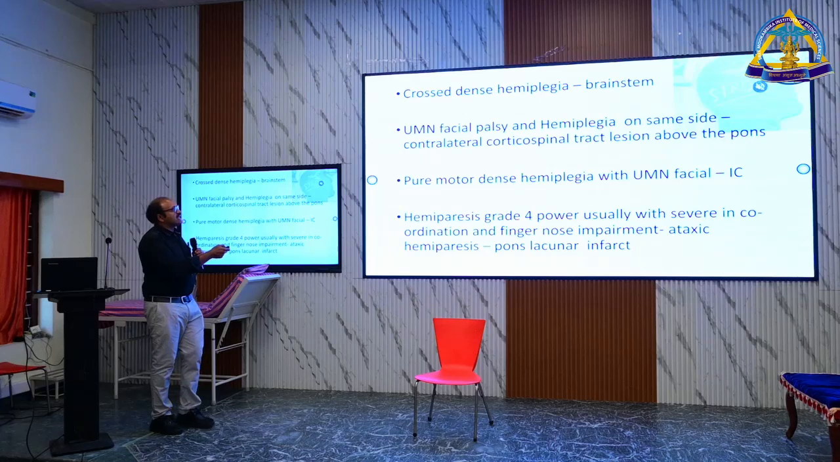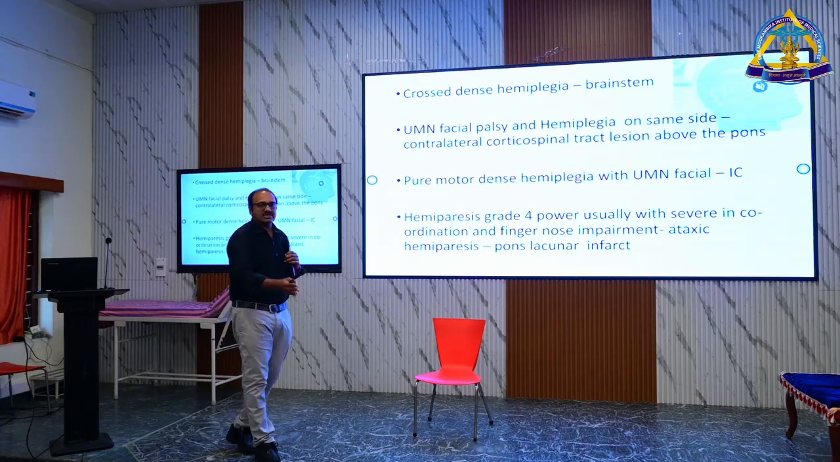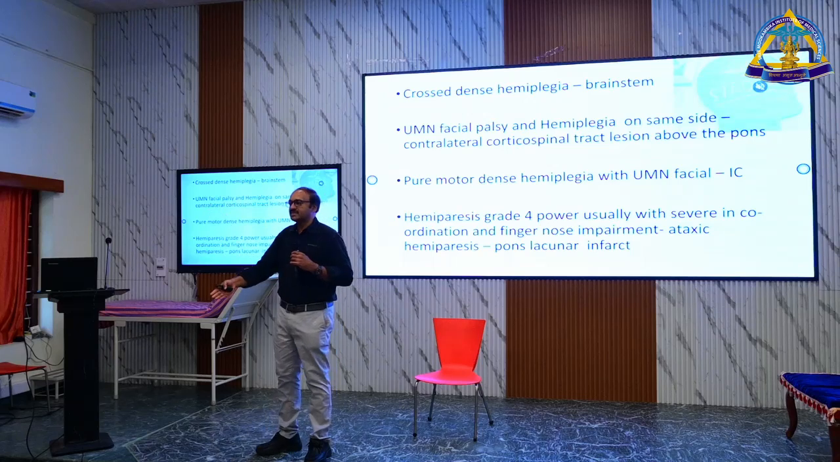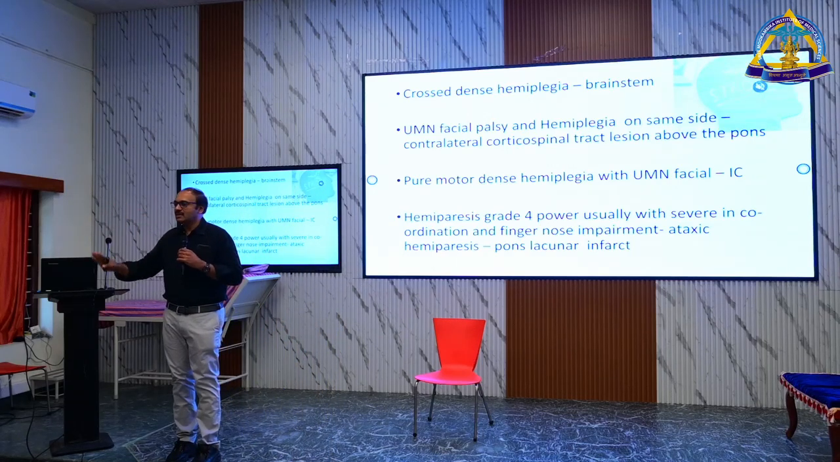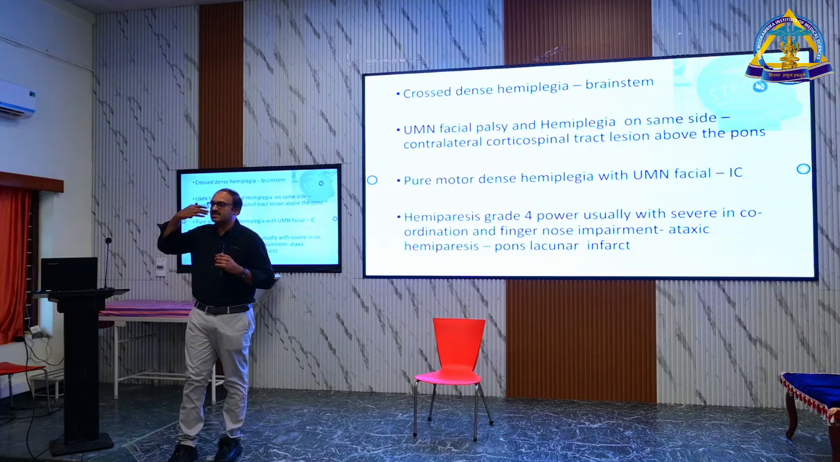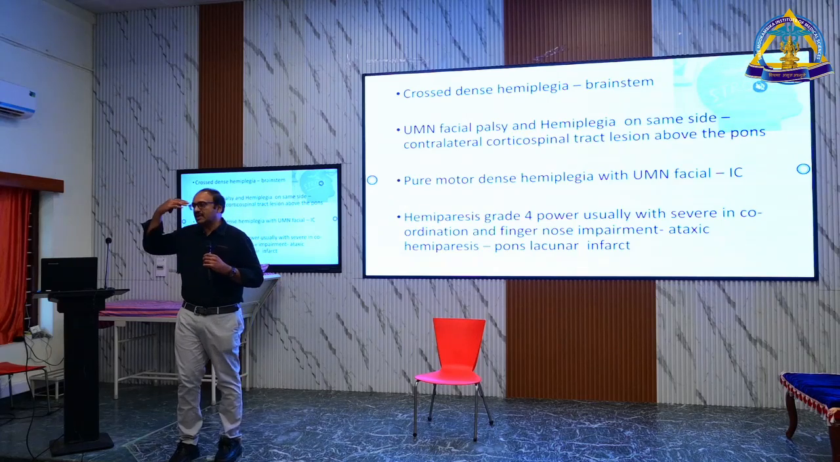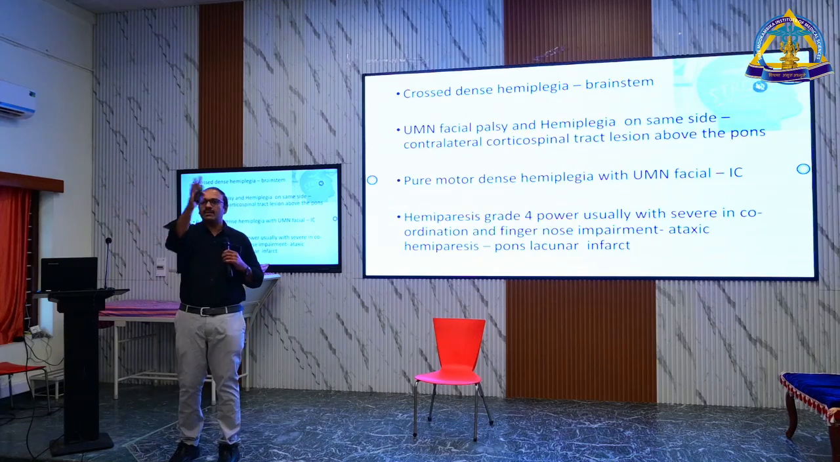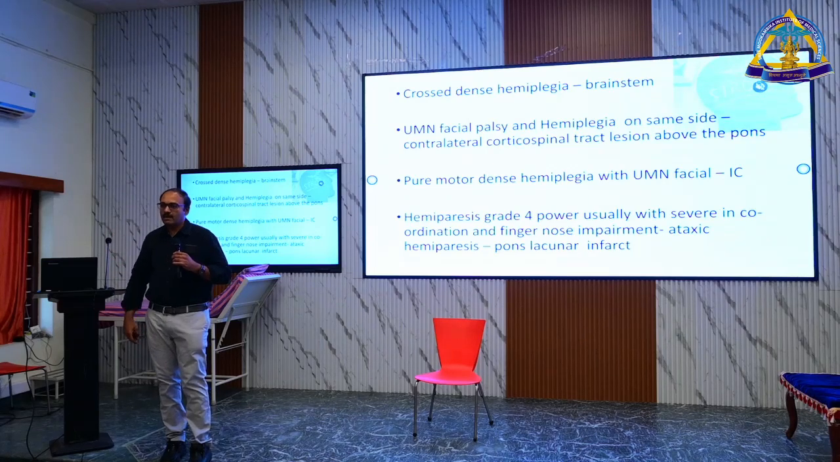So, crossed dense hemiplegia. Where is the lesion? Crossed hemiplegia means you get hemiplegia on one side, but the cranial nerve palsy is on the other side. Normally you get facial palsy on the same side as the hemiplegia. Whenever you get a hemiplegia patient, you are expecting facial palsy and hemiplegia on the same side. Suppose a cranial nerve lesion comes on one side and hemiplegia is coming on the other side, you have to always diagnose it as a brainstem lesion. Where in the brainstem depends on which cranial nerve.